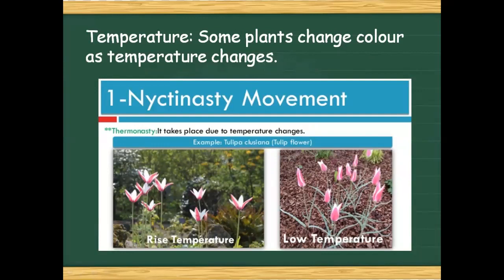Now, temperature. Some plants change color as temperature changes. Also, they can have movement. You notice when you look at these pictures, when the temperature rises and is quite hot, then the flower is opening. But when the temperature is very low, then the plant tends to close.